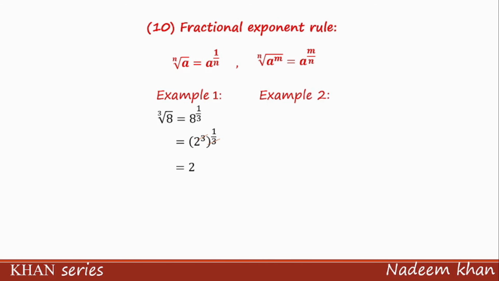Example 2. Cube root of 2 to the power 6 equals 2 to the power 6 whole power 1 divided by 3. We get 2 to the power 6 divided by 3. Now cancel the common factor, we get 2 to the power 2, which is 4.